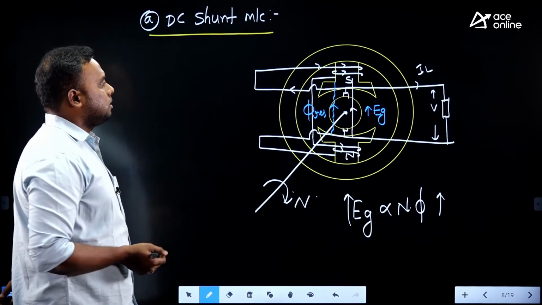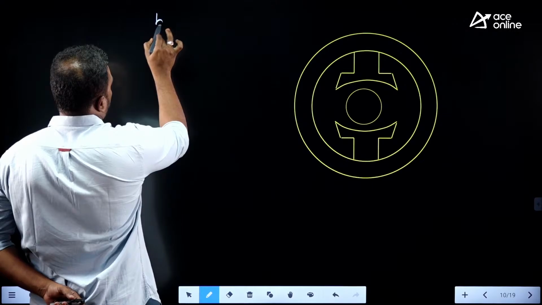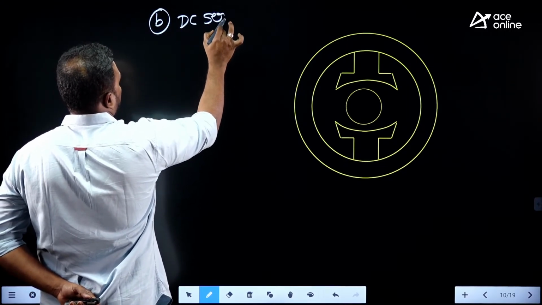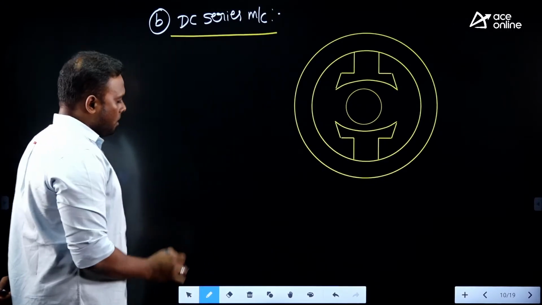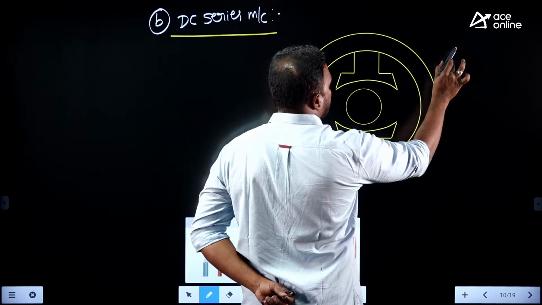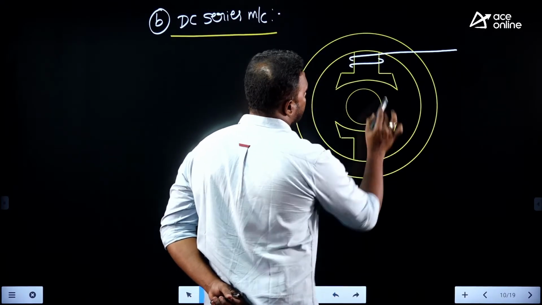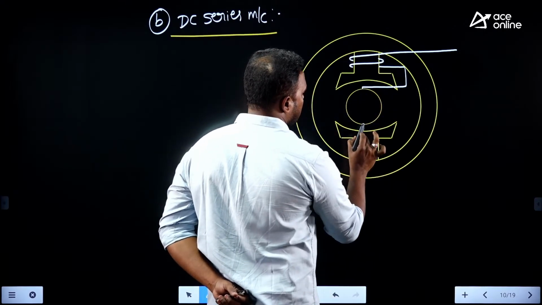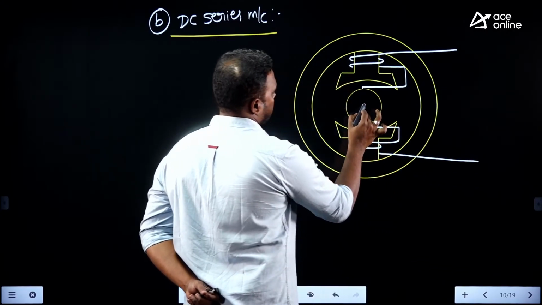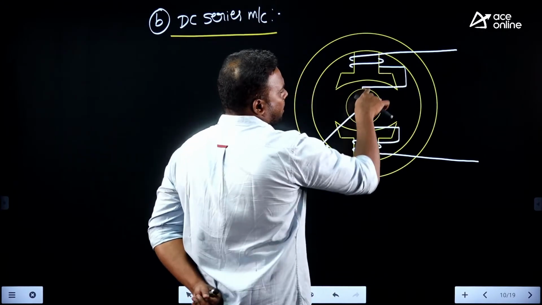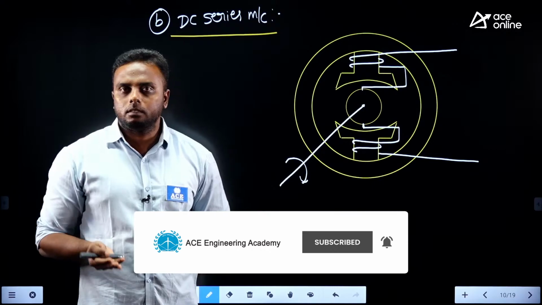Now let us see the second one among the self-excited machines, the DC series machine. See how we connect it here. The field winding and armature winding are both connected in series like this. Observe here, the armature winding and this field winding are both connected in series, or the field winding is excited from the armature only by connecting in series.